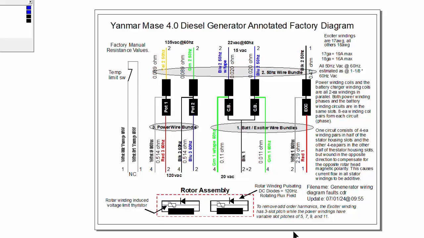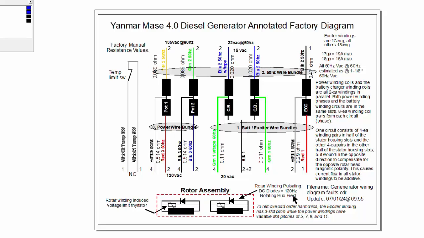I also came down here and fixed the slot pitches. We have 5, 7, 9, and 11 slot pitches, variable slot pitches on the power windings instead of just 9. 9 was a theoretical, but we actually use 5, 7, 9, and 11. So that helps reduce harmonics.